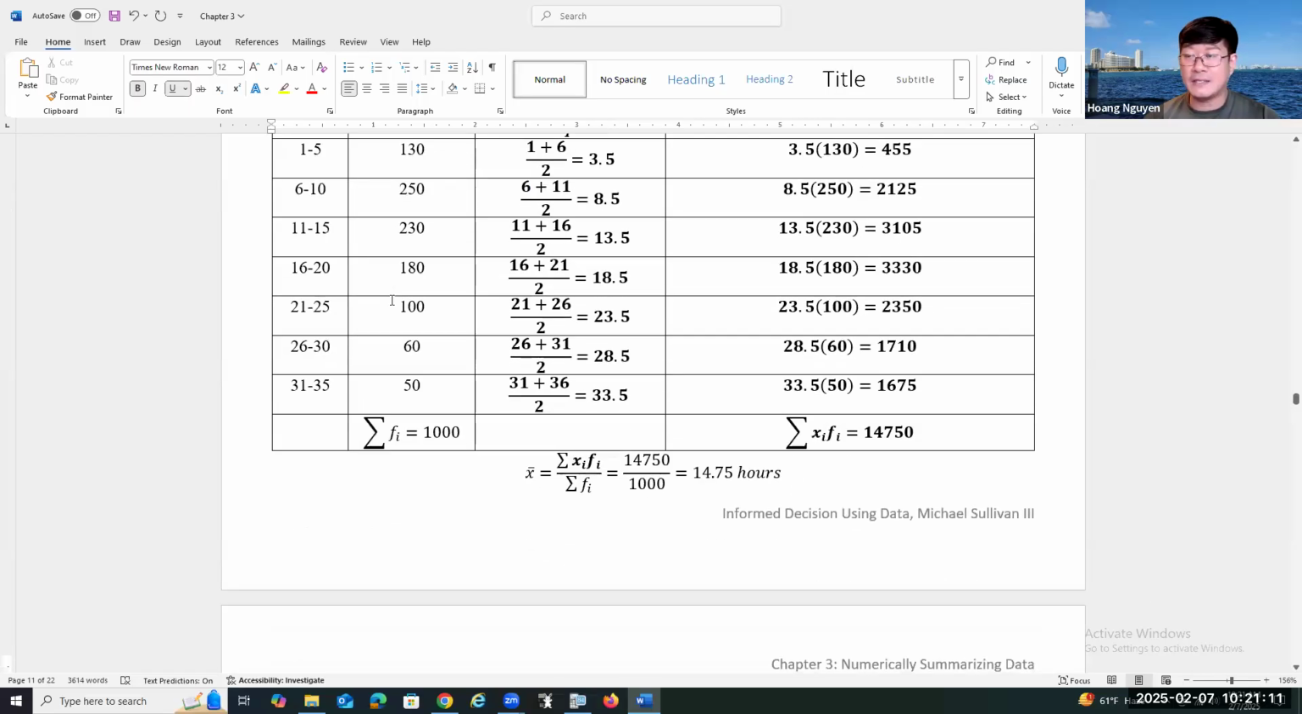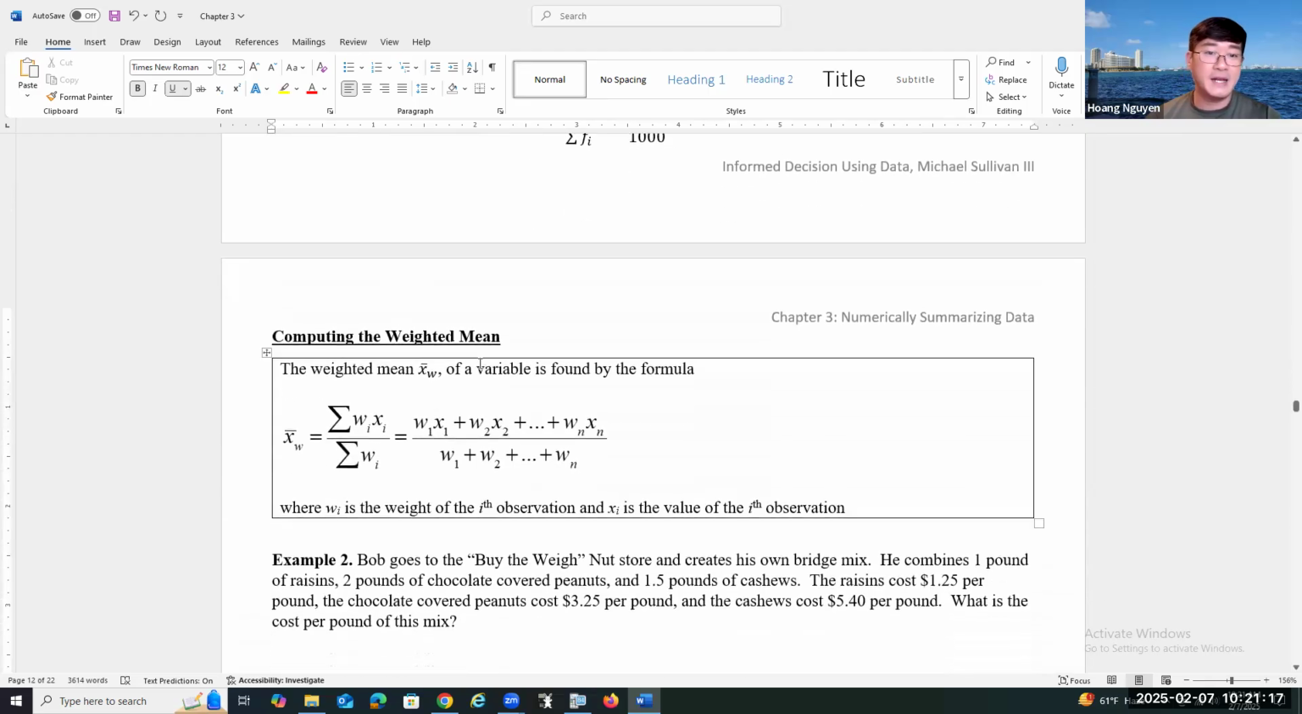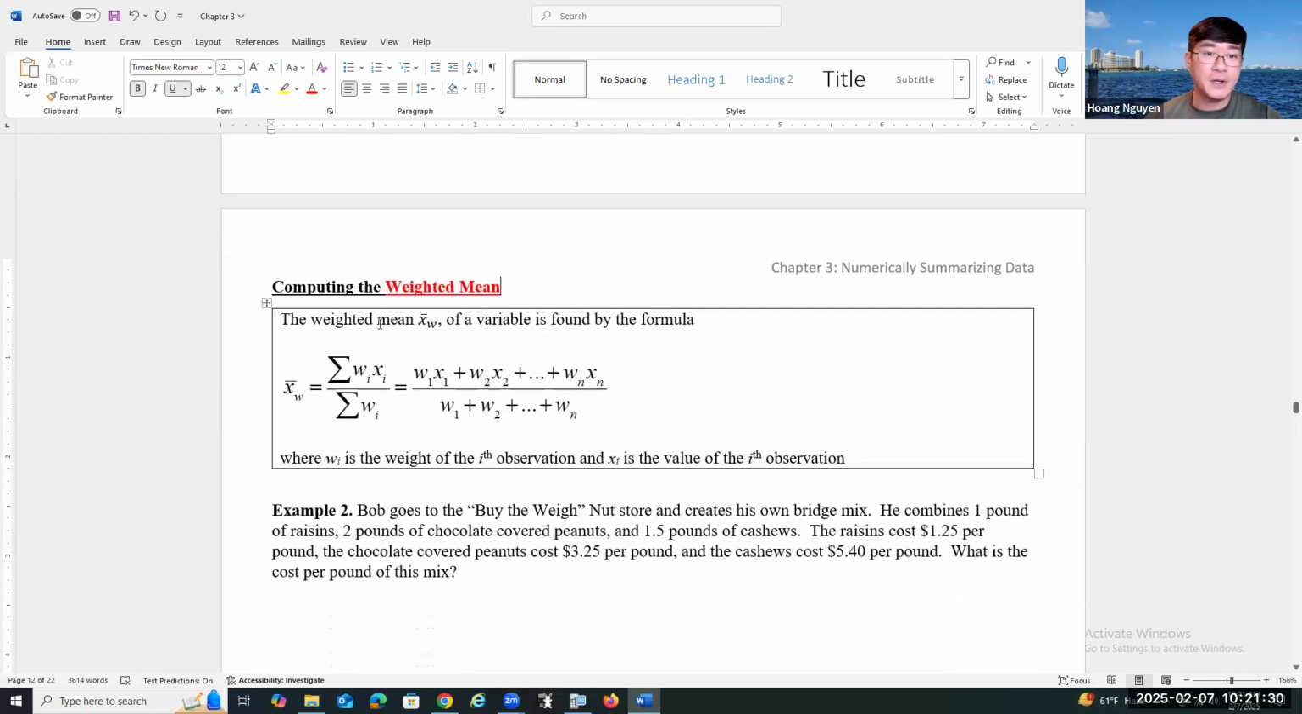Now there is an application that uses the idea of approximating the mean from grouped data. That's going to be the weighted mean. So how are we going to use the weighted mean? Based on the idea of approximating the mean from grouped data, we can calculate the weighted mean. The weighted mean is x bar w. So x bar is the mean with an extra w, which denotes the weighted. So this is the notation for the weighted mean.